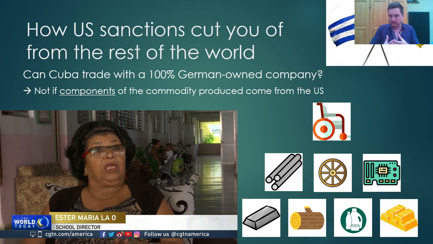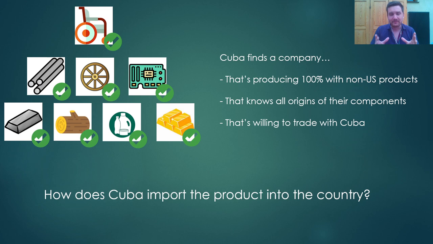Because let's assume that Cuba actually finds a company that is producing 100% with non-US products and also knows this. Most companies are not aware what's coming from the United States or what has been coming from the United States a production step earlier. And so the question is, how does Cuba import this product? So let's say Cuba finds, in China for example, a wheelchair that they want to buy that is completely produced in China by Chinese companies.